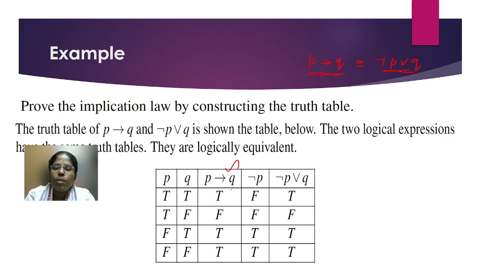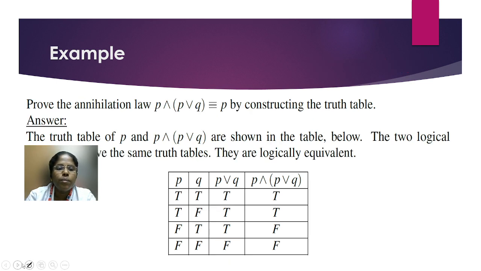So first P implies Q, you know already. This is P implies Q. So next thing we need to take the negation of P and take the or. See, both have the same truth table. So therefore both the expressions are equivalent. So thus we have proved the implication law. Likewise, you can prove the annihilation law. Take it as a homework problem.